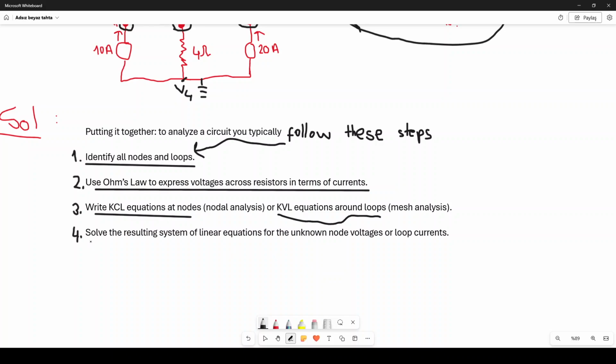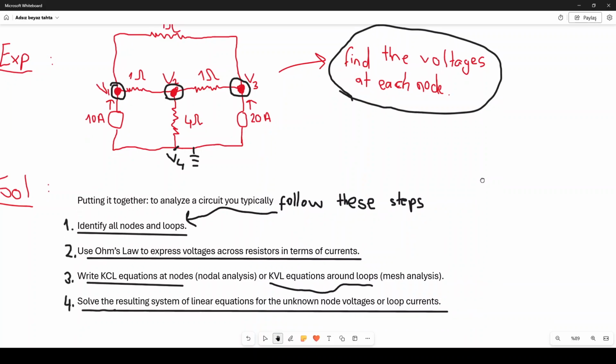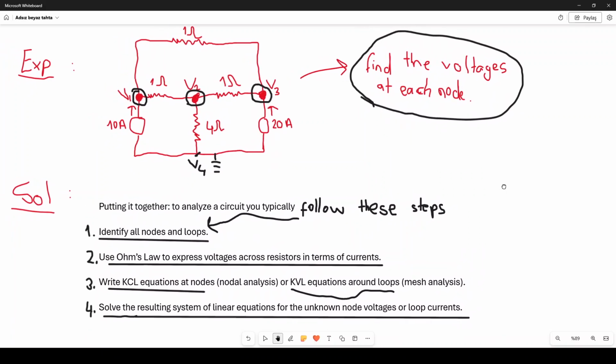After that, since I now have a system of equations to solve, I start solving the system and find the unknown variables. My unknown variables could be either voltage values or current values, depending on what I am asked to find. Here in this question, I am required to find the voltage values at each node. Alright then, after summarizing the steps that we should follow to analyze this electric circuit, let's start applying these steps.